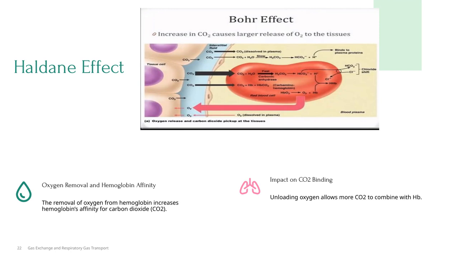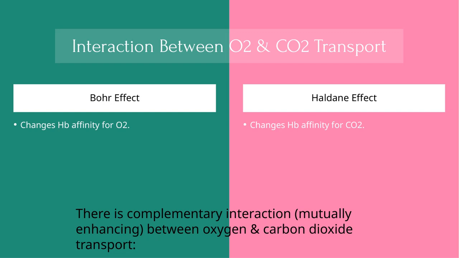Understanding this connection is crucial because it emphasizes how our respiratory system adapts to different conditions, ensuring that oxygen delivery and CO2 removal happens smoothly, supporting overall homeostasis. Let's explore how hemoglobin's affinity for oxygen and carbon dioxide changes during gas exchange. First, we have the Bohr effect, which describes how an increase in carbon dioxide or a decrease in pH reduces hemoglobin's affinity for oxygen. This means that in active tissues, where CO2 levels are higher and pH is lower, hemoglobin releases oxygen more readily to support metabolism.